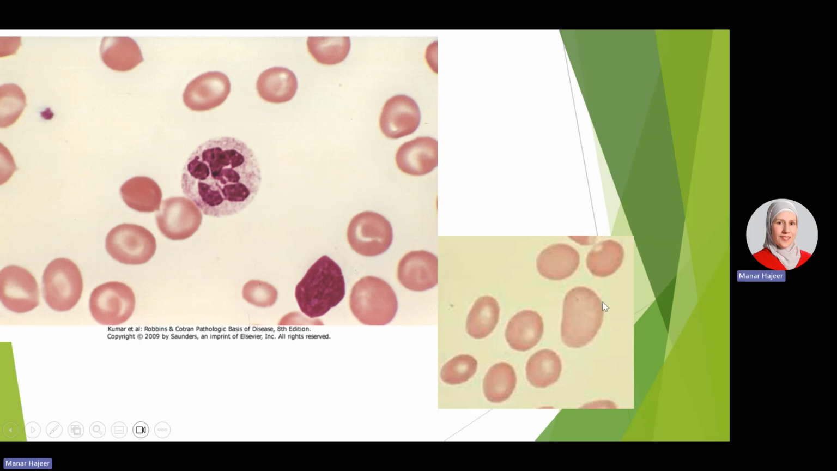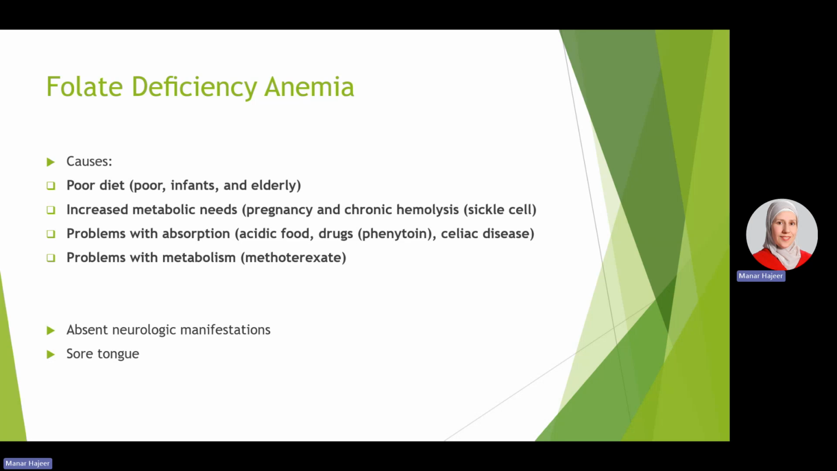This is the cell of a megaloblastic anemia. The red blood cells are very large, with high MCV, and the neutrophils in the peripheral blood will have more than 5 lobes of the nucleus. We call them hypersegmented neutrophils, and this is a characteristic feature of megaloblastic anemias.